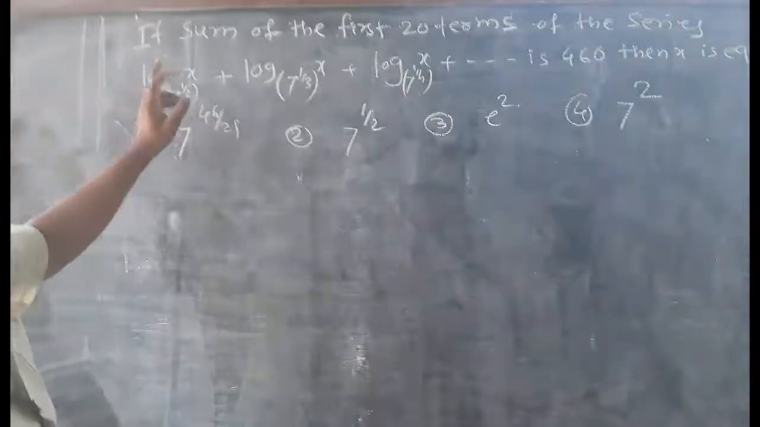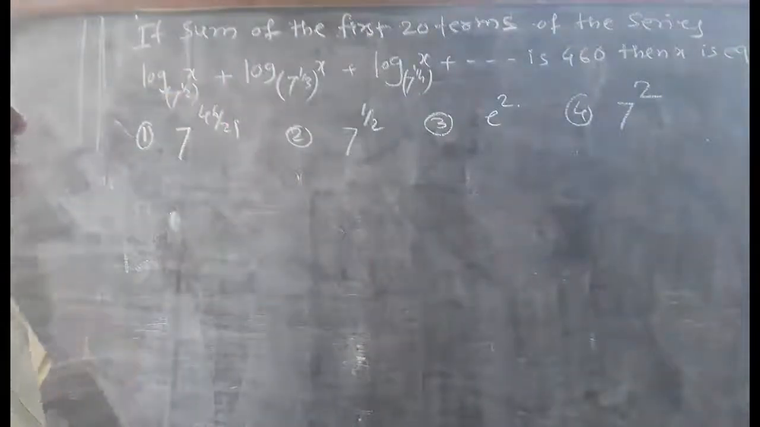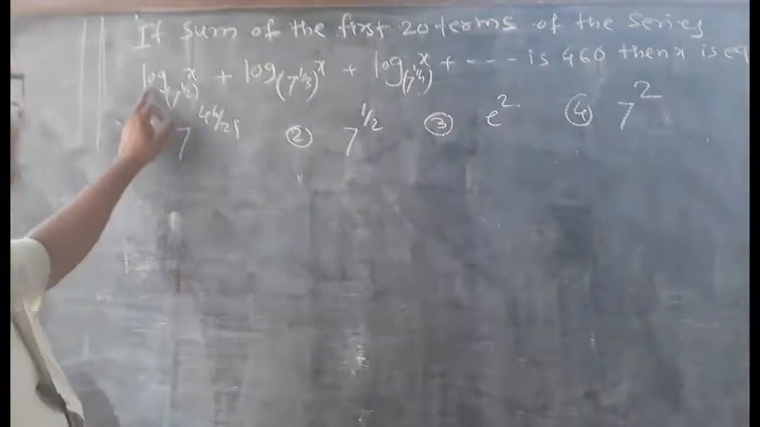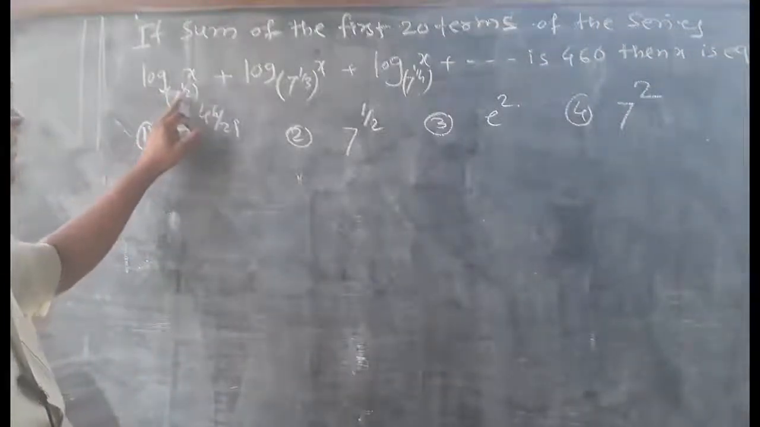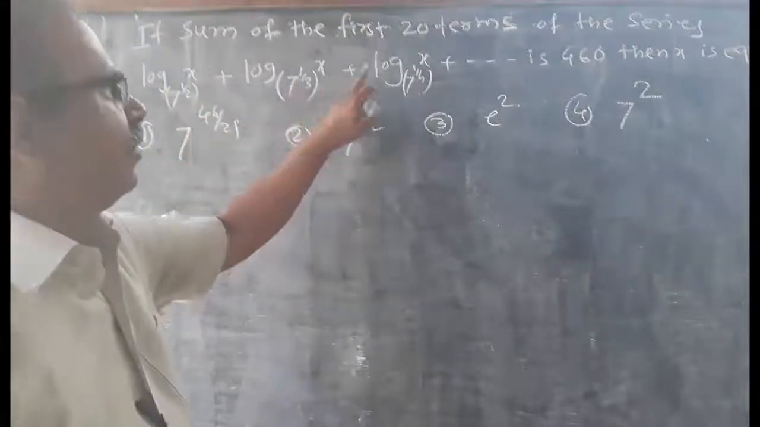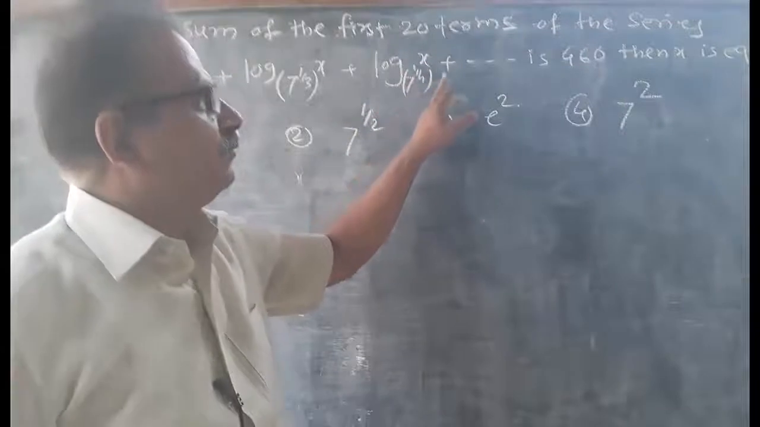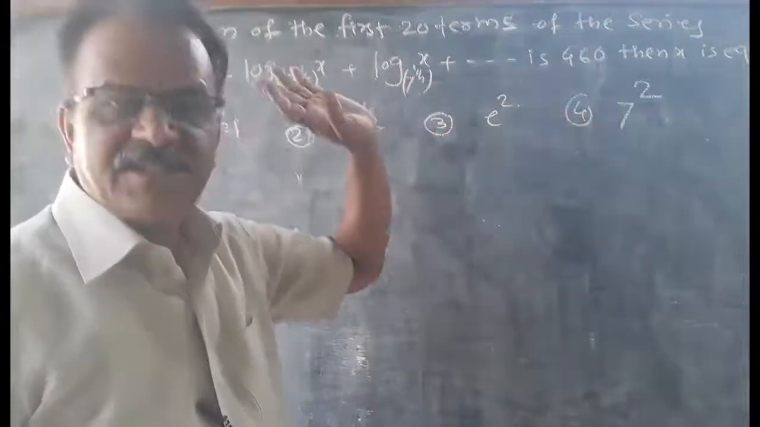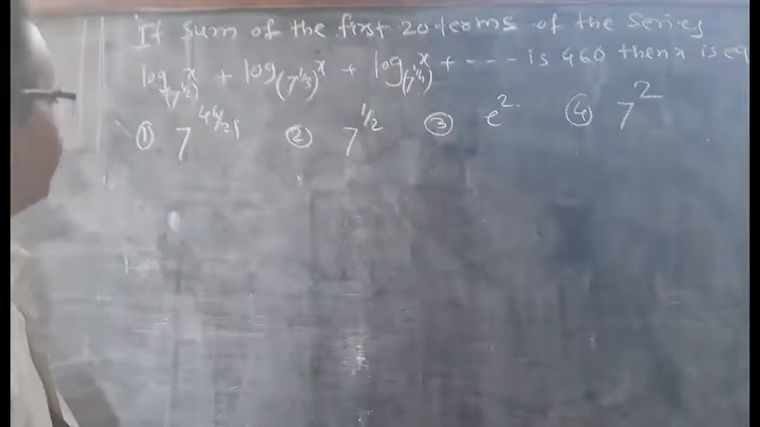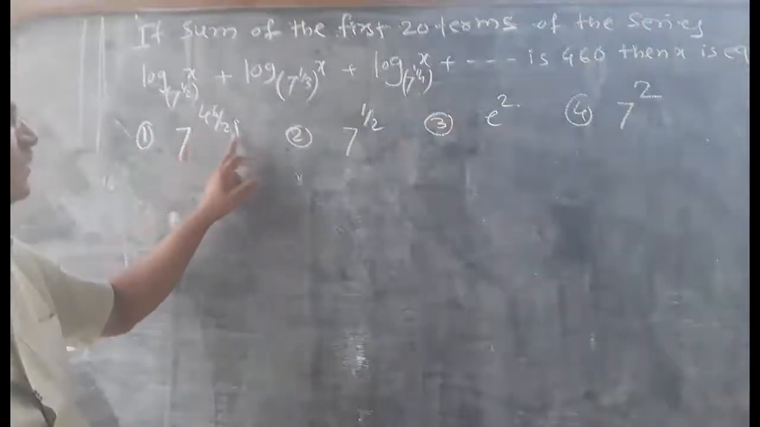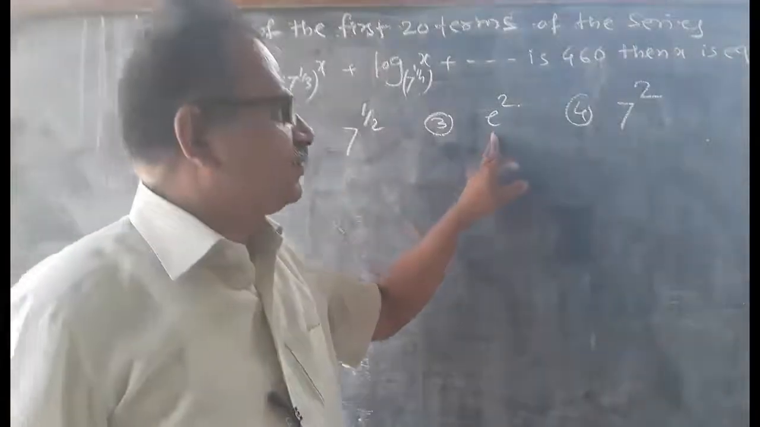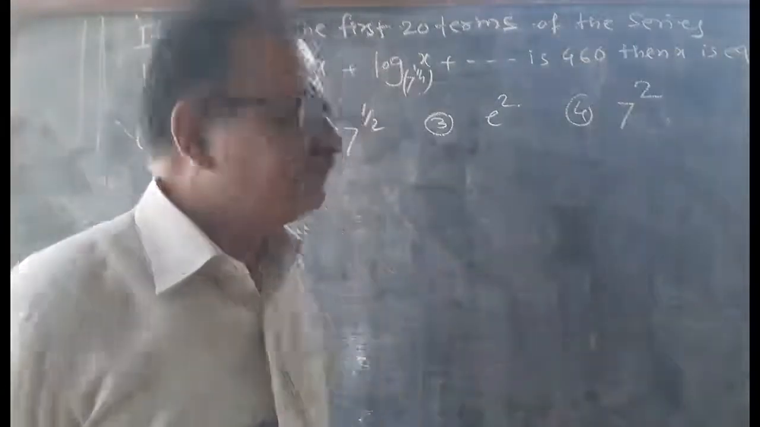Example: if the sum of the first 20 terms of the series log of x to the base 7 raised to half plus log of x to the base 7 raised to 1 by 3 plus log of x to the base 7 raised to 1 by 4 plus so on is 460, then x is equal to, the options are 7 raised to 46 by 21, 7 raised to 1 by 2, e square and 7 square.